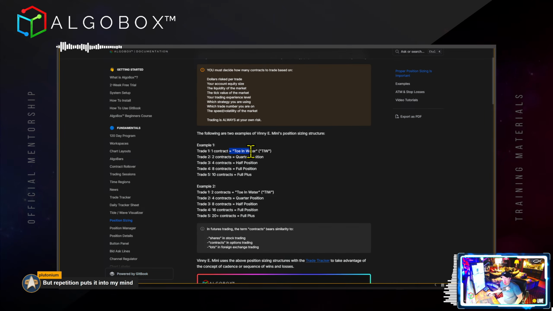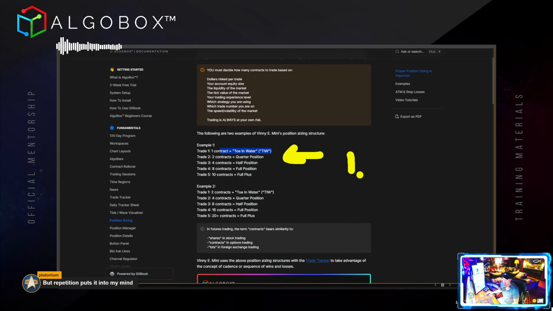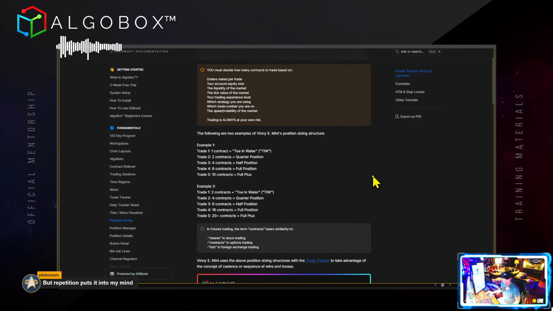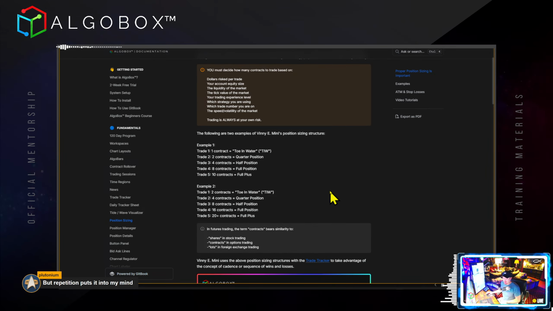So, toe in the water. My point is, let's say my toe in the water is 2, you might be doing 1. Or if I'm doing 4 for my toe in the water, you might be doing 1. Or if mine is 1 for toe in the water, you might be doing 2 micros, etc. Or you might be like, dude, I got the size Vinny's got, let's go, and I'm feeling confident in it. I know what's up.